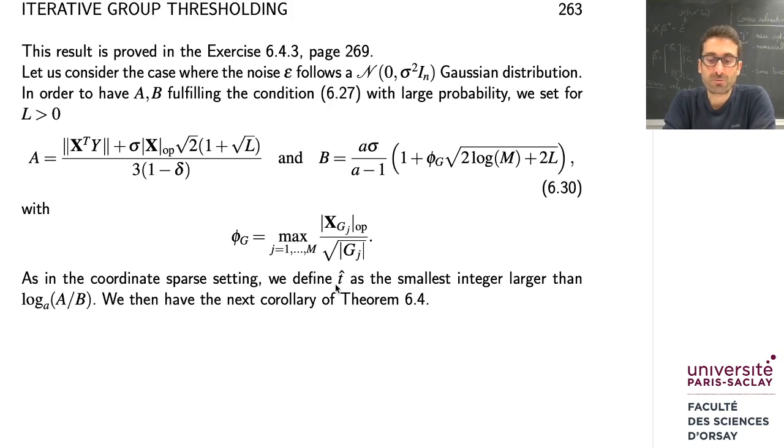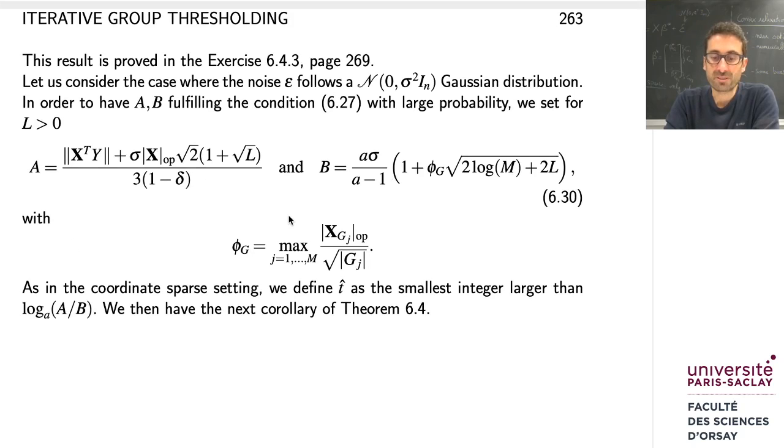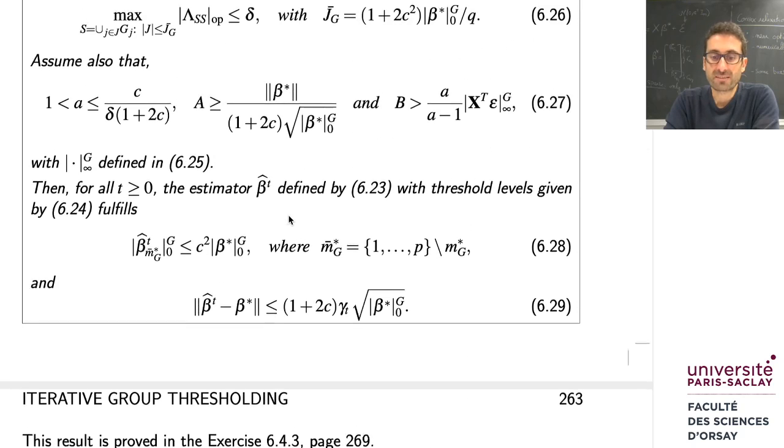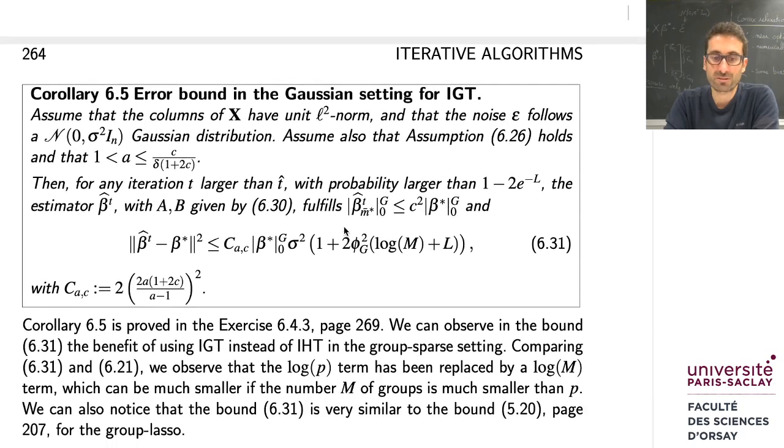And exactly as before, we choose t hat as the smallest integer larger than the logarithm of capital A divided by capital B in base small a. If you use this A and B, then with large probability the statement will hold with this value of A and B. So we obtain the following corollary.